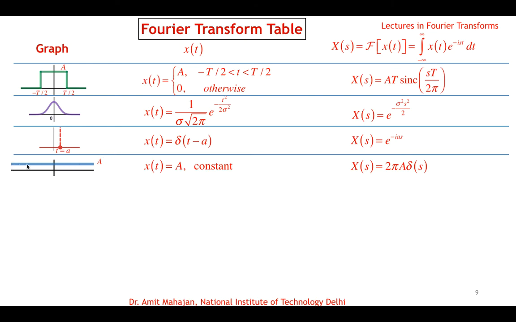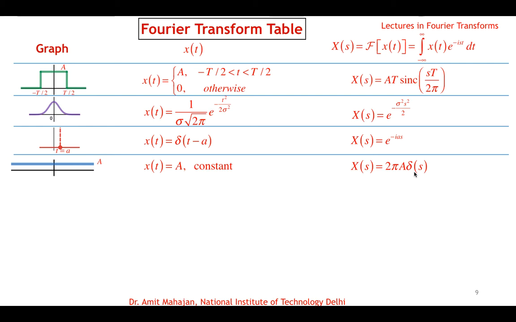The fourth is a constant function of amplitude a. So we can write x(t) is equal to a, where a is a constant, and the Fourier transform of this function is an impulse function at origin. So there is an impulse at s equals 0.